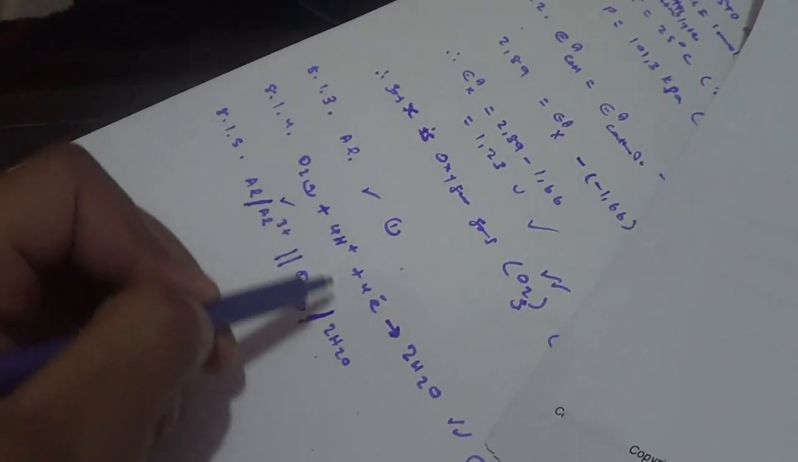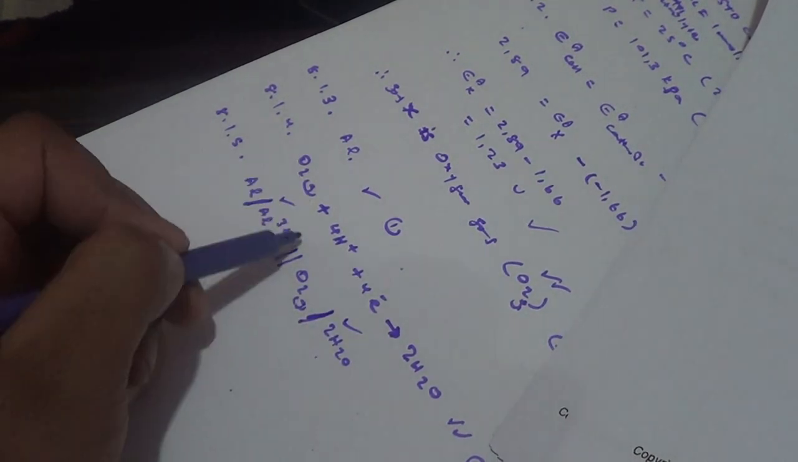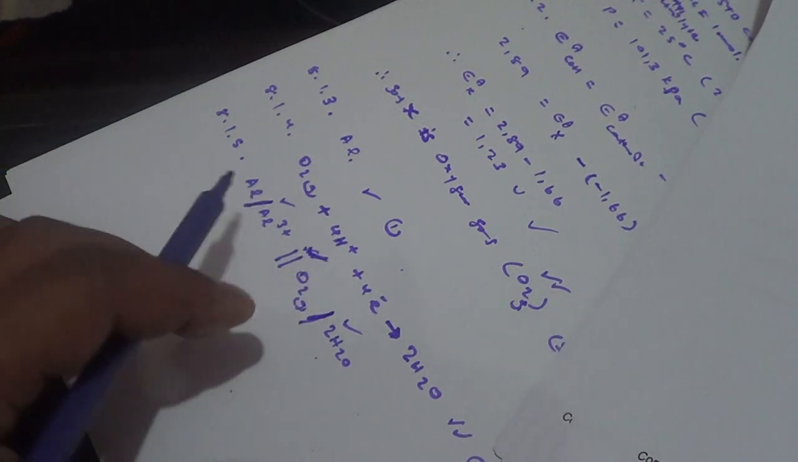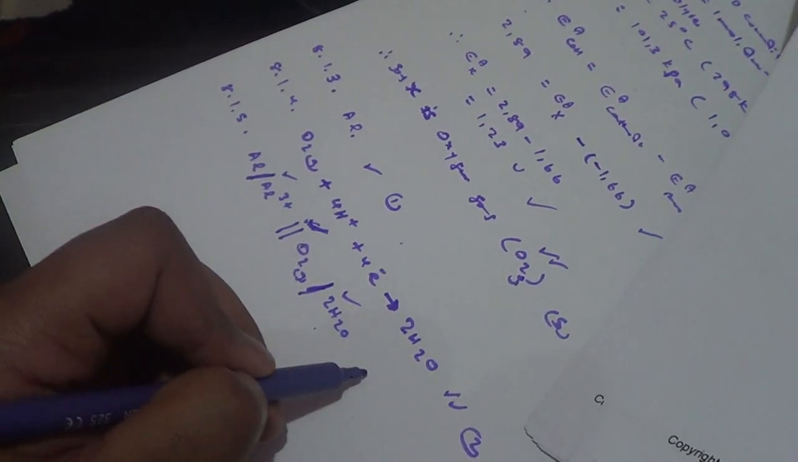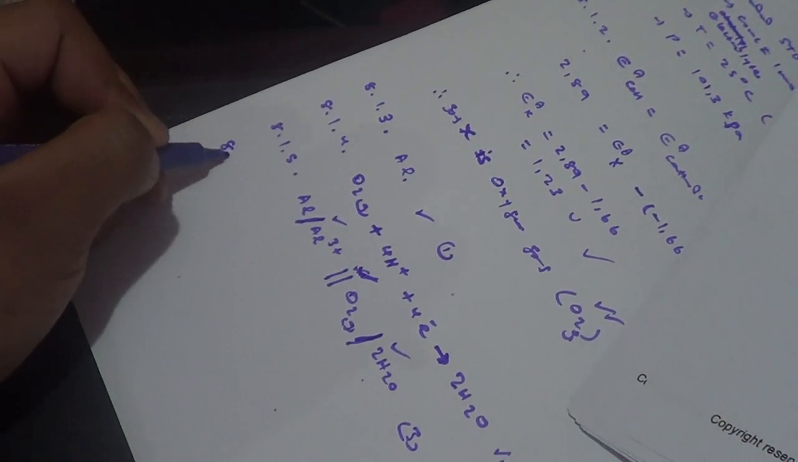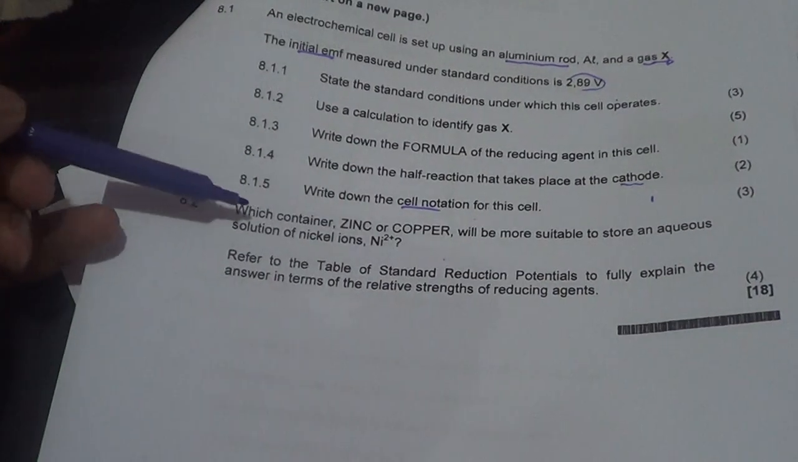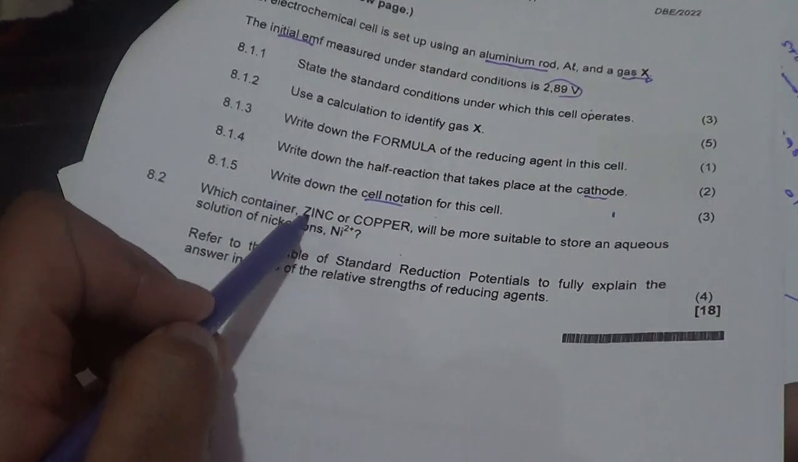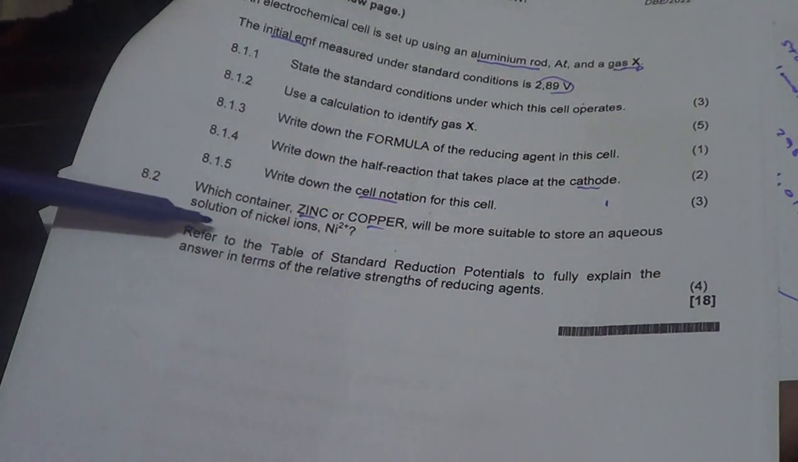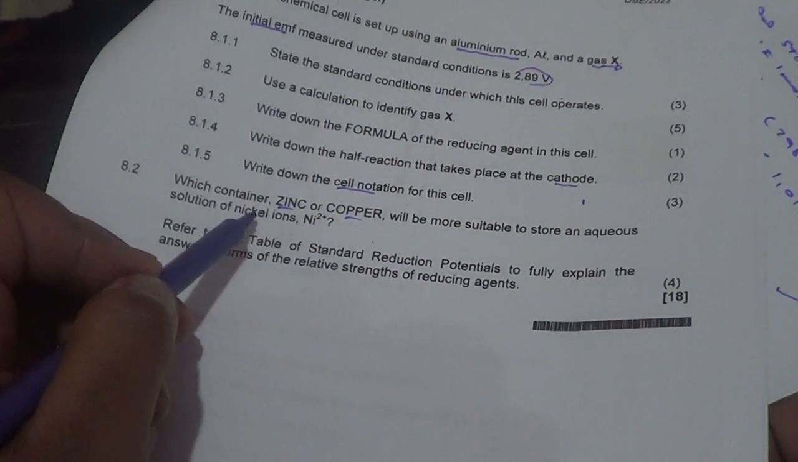So I guess for that half cell reaction and this half cell reaction, and the salt bridge, you get your 3 marks. And we say thank you very much. You asked us very basic questions. So the last one says, which container, zinc or copper, will be more suitable to store an aqueous solution of nickel ions?